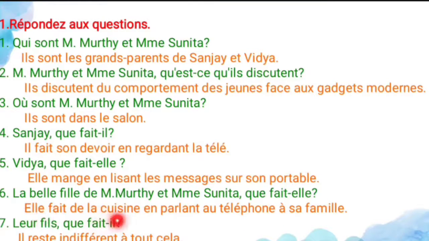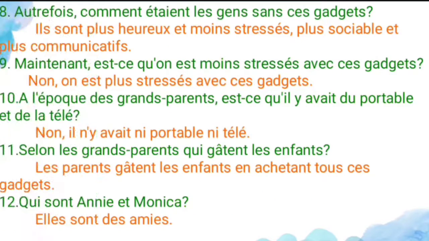And seventh one is le fils, que fait-il? So their son, what does he do? Il reste indifférent à tout cela. So he remains indifferent to all this. And eighth one, autrefois, comment étaient les gens sans ces gadgets? So in the past, how were people without these gadgets? Ils sont plus heureux, they are very happy, et moins stressés, that is less stress, plus sociables, more sociable, et plus communicatifs, more communicative.